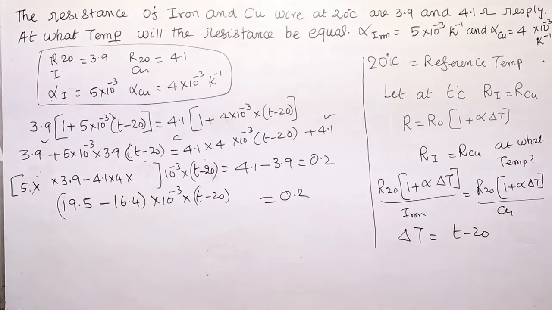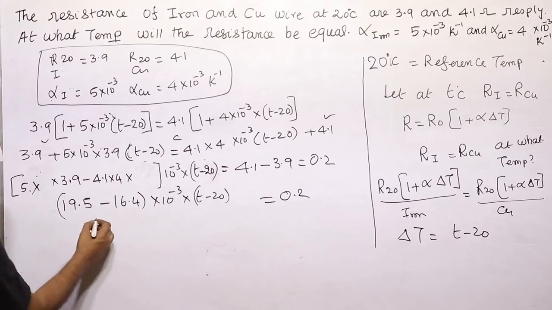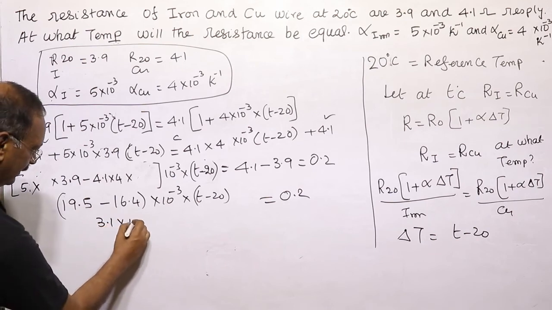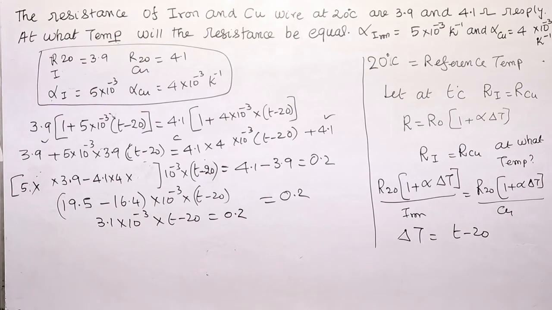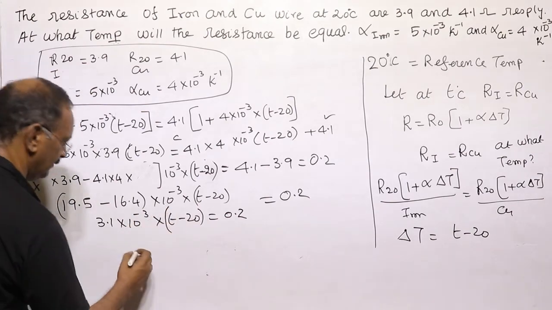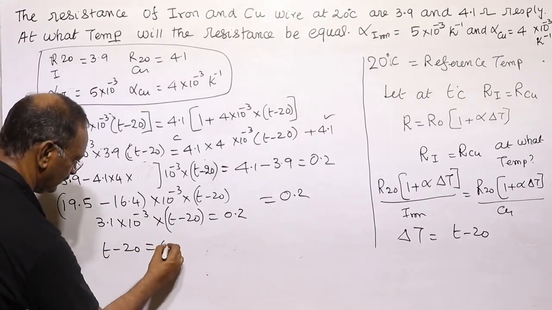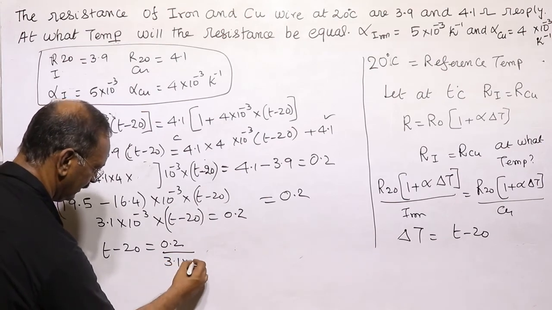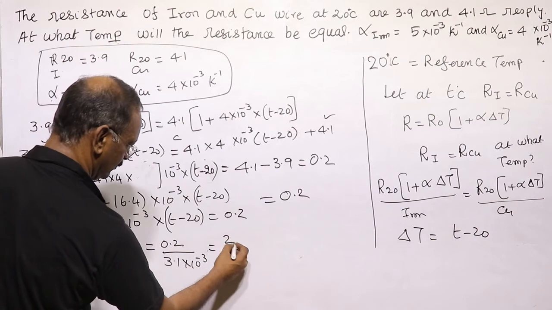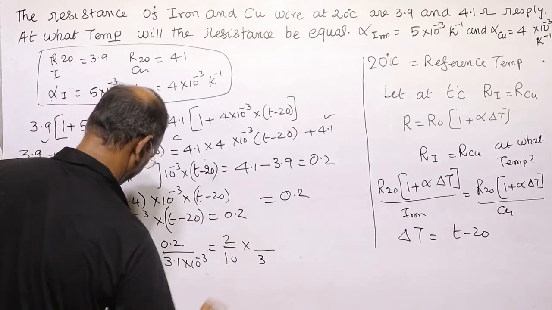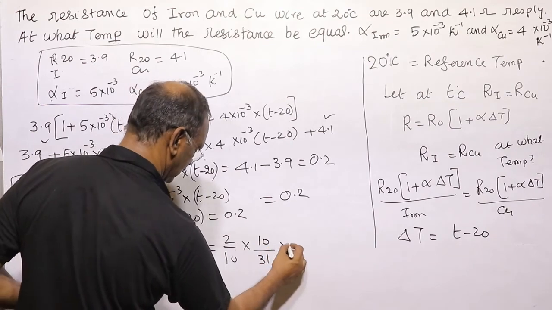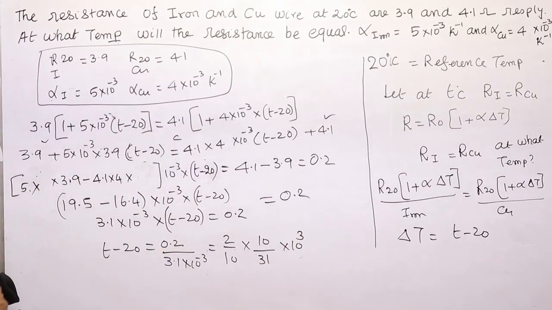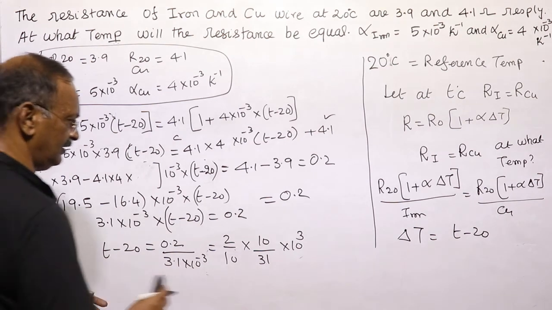So do the calculation, you will get everything all right. So 19.5 minus 16.2, which is equal to 3.1 into 10 to the power minus 3 into (T minus 20) is equal to 0.2, or T minus 20 is equal to 0.2 divided by 3.1 into 10 to the power minus 3. 0.2 we can write as 2 by 10, and 3.1 we can write as 31 by 10, and the 10 to the power minus 3 goes up as 10 to the power 3.